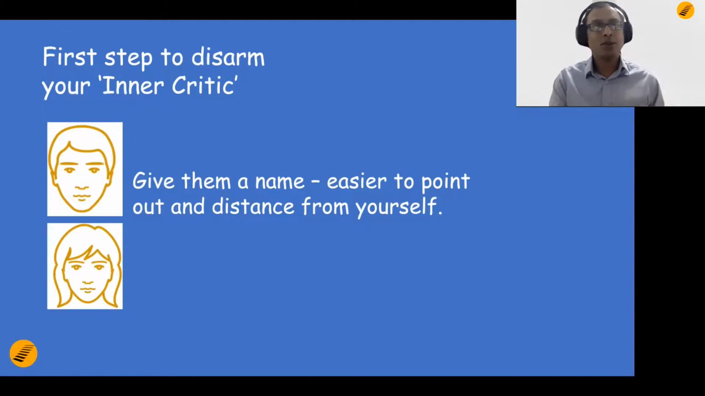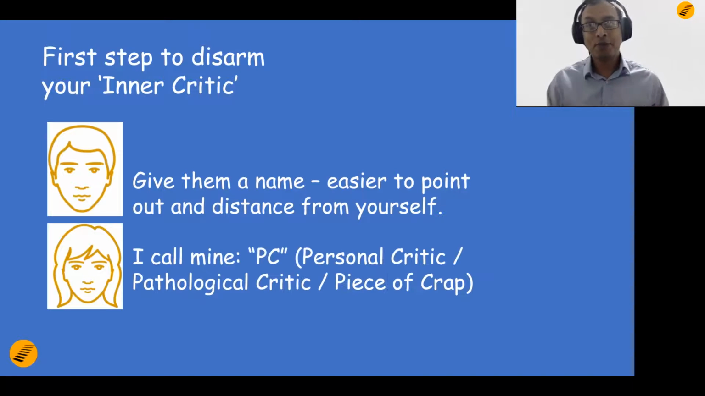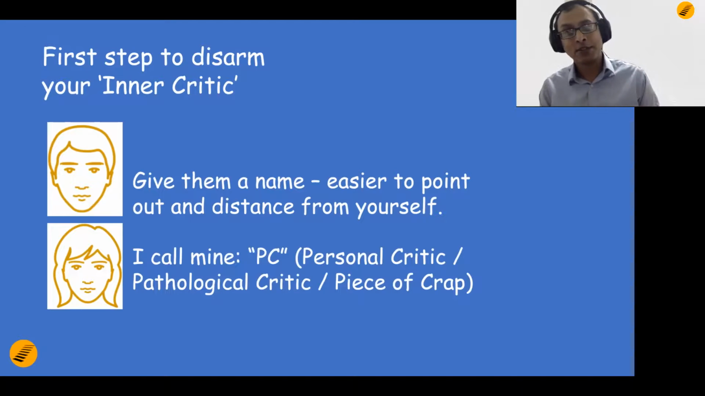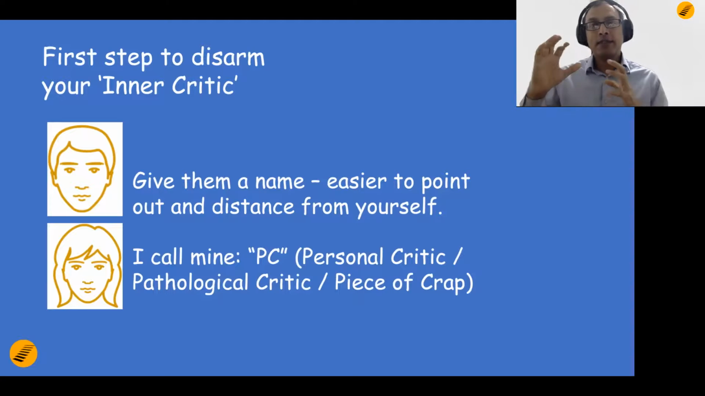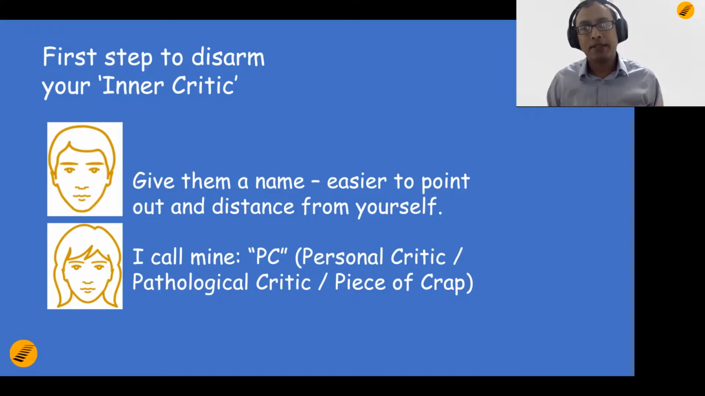Give them a name. You could call it IC for inner critic. You could call it PC for personal critic. You could call it pathological critic, which is the scientific term, by the way, given by psychologists. And I call mine PC because I consider it a piece of crap. It gives me a way to easily berate it and keep it away from me because it's not really helping me. And whenever I hear a voice which is criticizing me, I say it's not my voice, it's PC's voice.